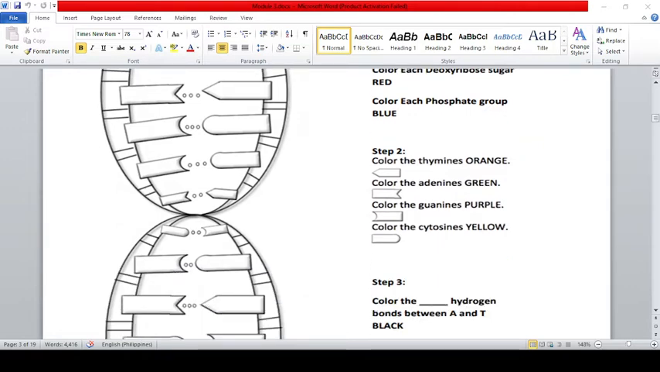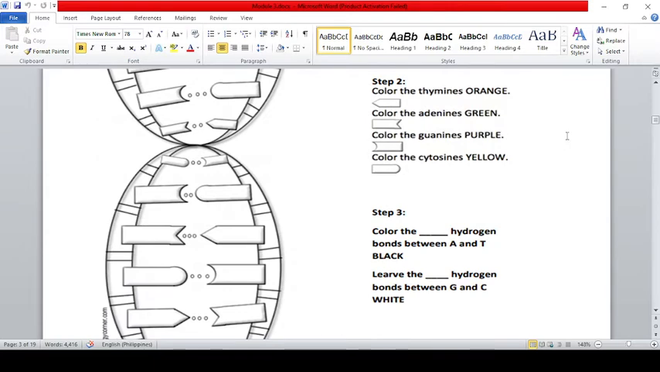Okay, step 3, color the hydrogen bonds between A and T black, and leave the hydrogen bonds between C and G white. So, i-color natin sa gitna yan siya dyan. Itong mga circle-circle na to. Color natin ng black kung A and T, or adenine and thymine bond, and white for C and G, between the guanine and cytosine.